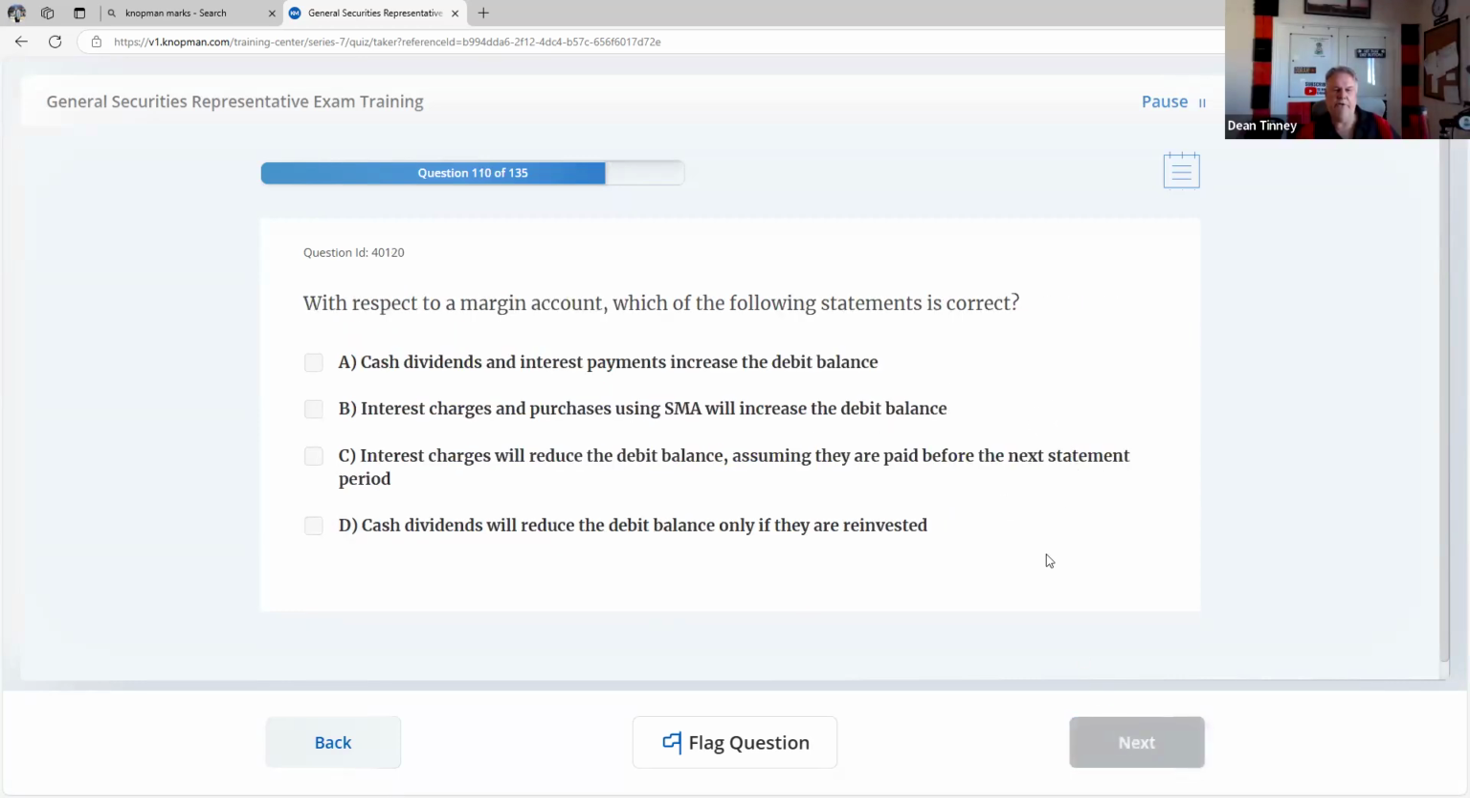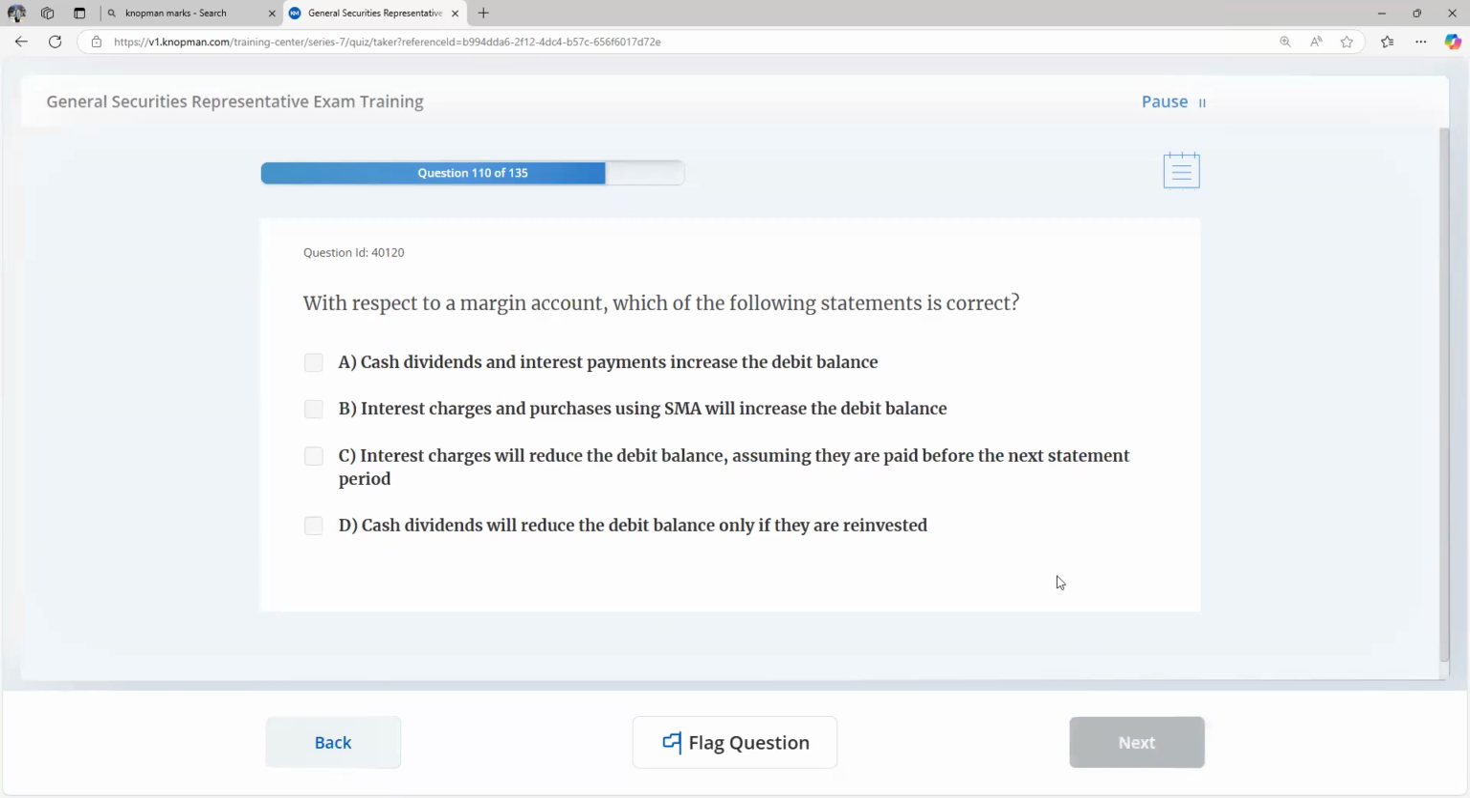With respect to a margin account, which of the following statements is correct? Interest charges, cash dividends and interest payments increase the debit balance. Interest charges and purchases using SMA will increase the debit. Interest charges will reduce the debit balance, assuming they're paid before the next statement period.